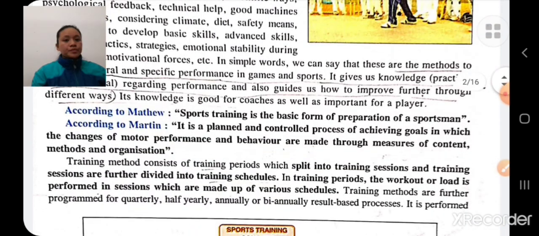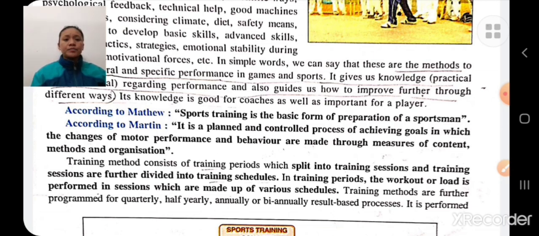According to Matthew, sports training means preparing a sports person. Sports training is divided into three parts: preparative period, competition period, and transitional period. Transitional period means relaxation period.